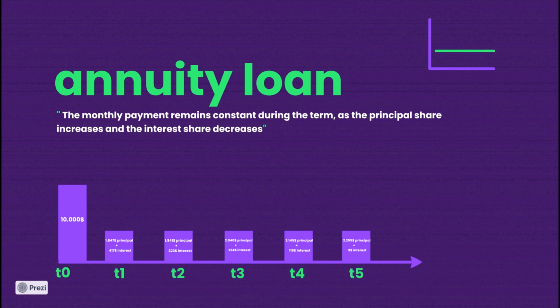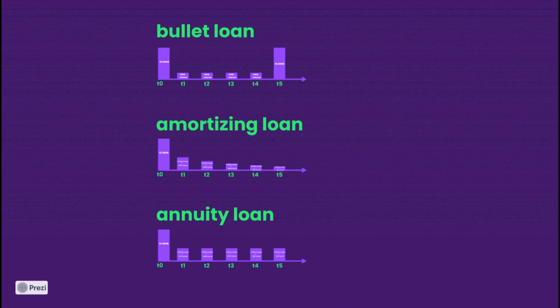To conclude, let's compare these three types of loans once more. Bullet loan: interest payments only during the term, large final payment. Amortizing loan: decreasing monthly installments as the interest portion decreases with each principal repayment. Annuity loan: fixed monthly installments, predictable, ideal for long-term financing. Ultimately, choosing the right loan depends on your personal and financial priorities.